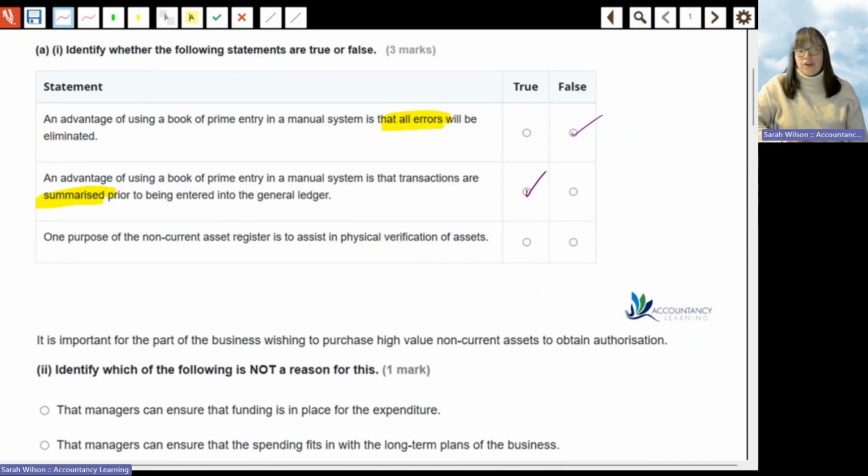One purpose of the non-current asset register is to assist in physical verification of assets. So again, this one is true. So what we have on our register, can we actually prove that we've got them physically in our offices, our factories, our warehouses?